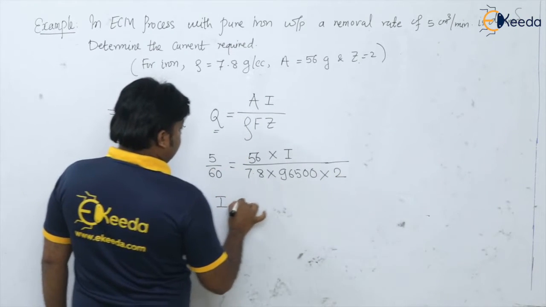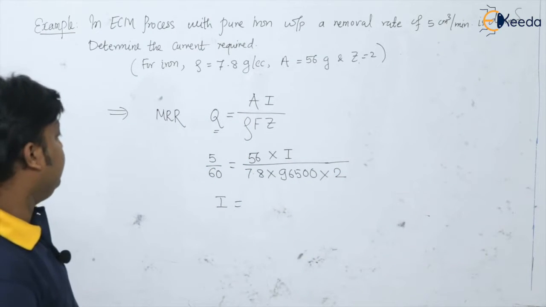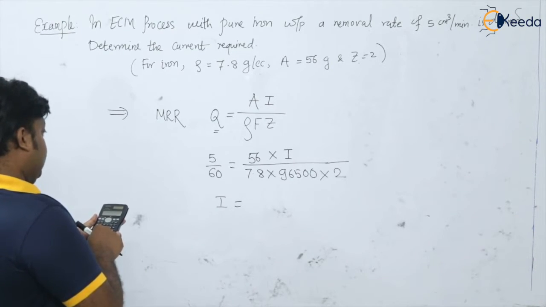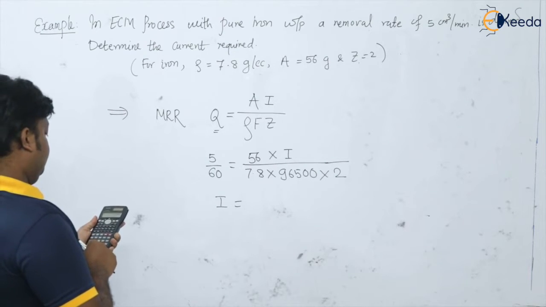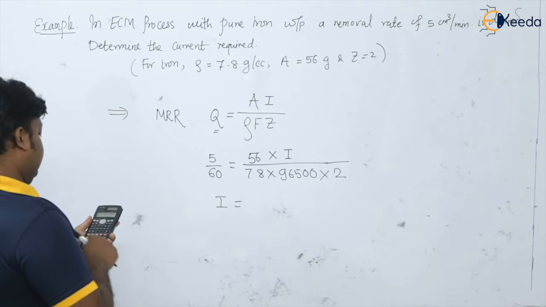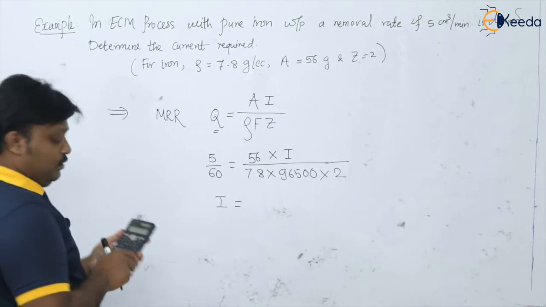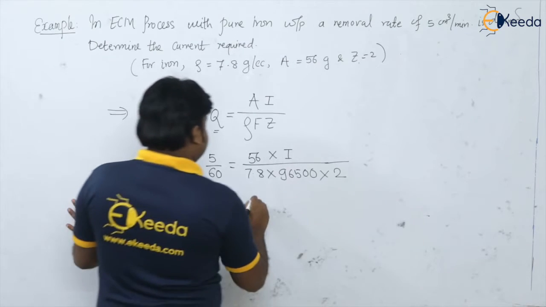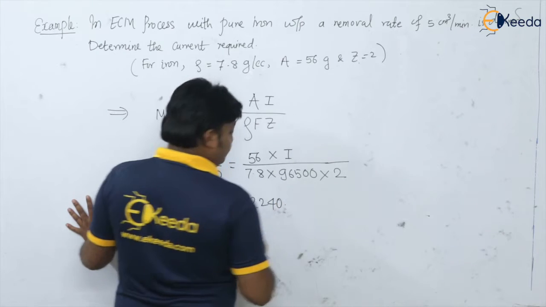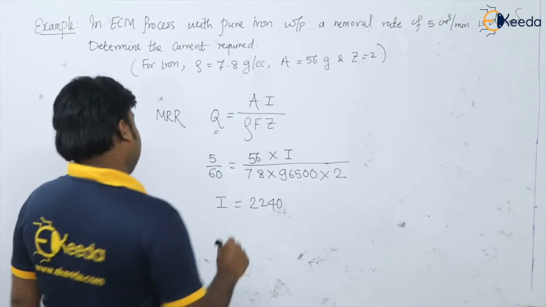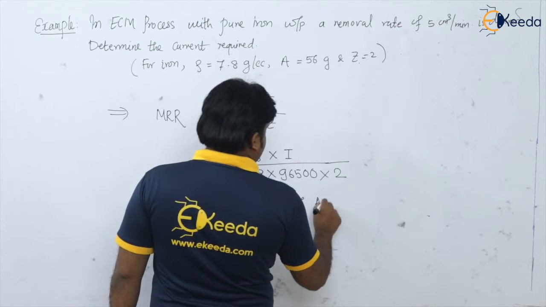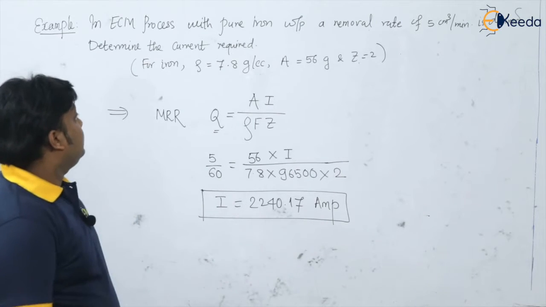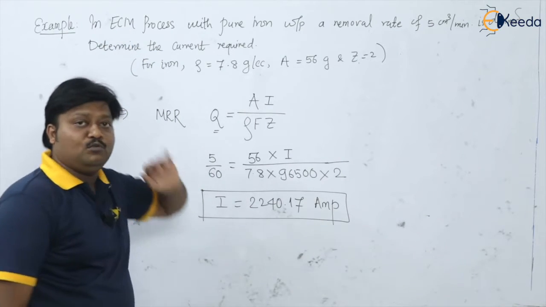So if I calculate, let me calculate, that is 7.8 into 96500 divided by 60 divided by 56. So it is 2240.17. It is correct, 17 amperes. So this is the value of the current, this much current will be required in this process.